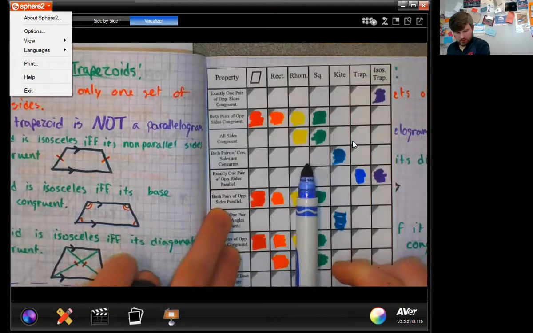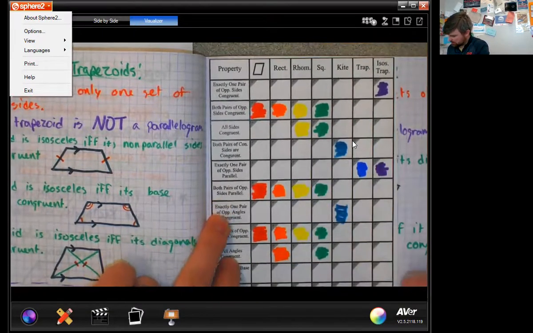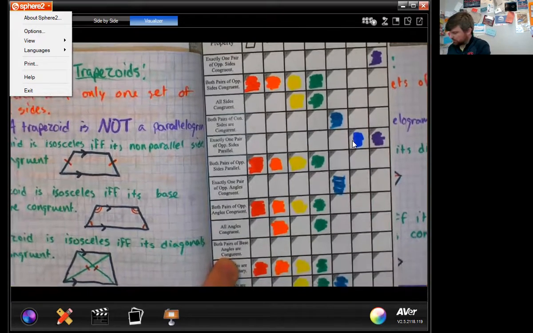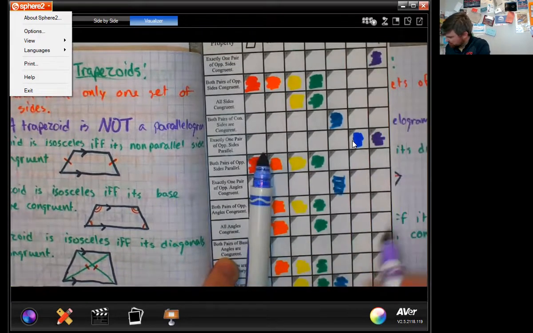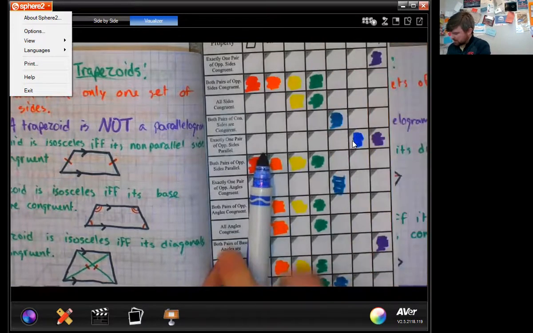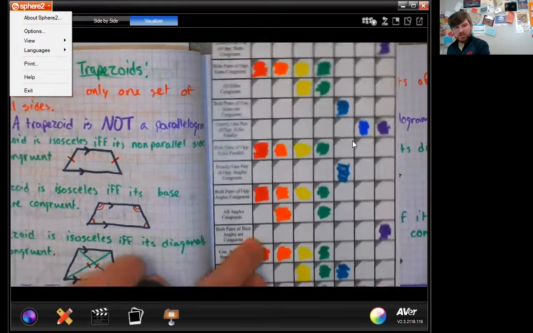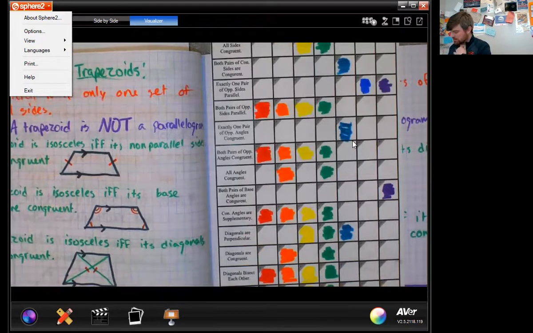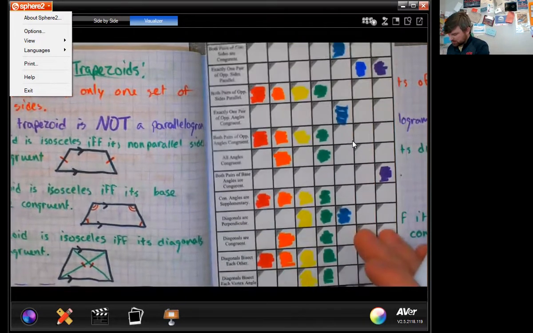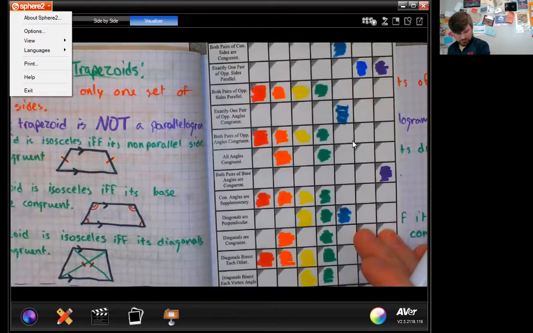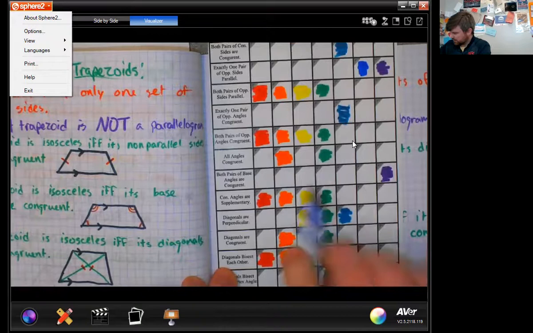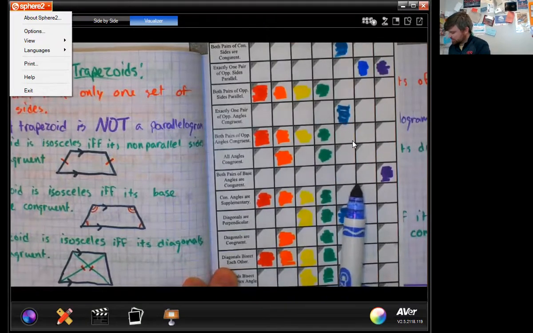Okay. And then we can kind of go down here. Both pairs of base angles are congruent. That only works with the isosceles trapezoid. Okay, not necessarily a trapezoid. And we can kind of skip some of these that are the square parallelogram because a trapezoid is a totally different shape. So exactly 2 consecutive angles are supplementary. Okay, that is both the trapezoid and the isosceles trapezoid.